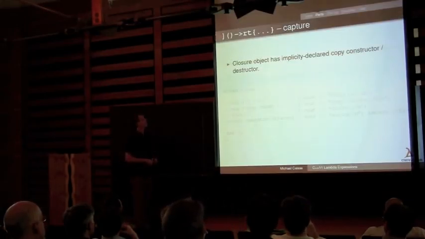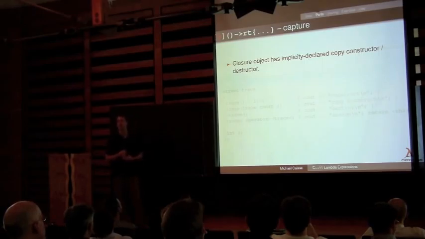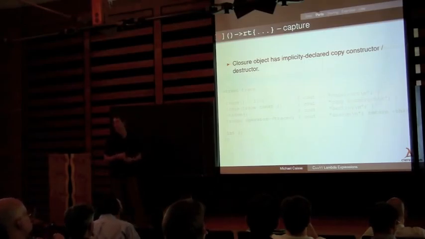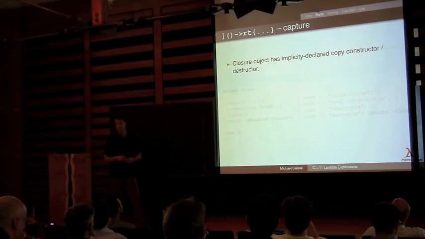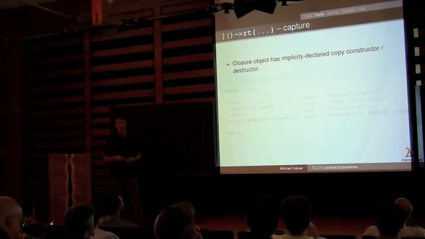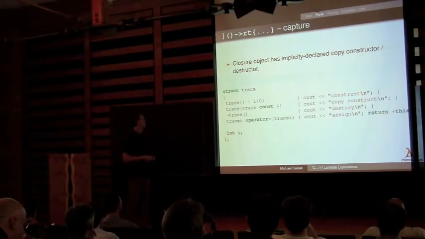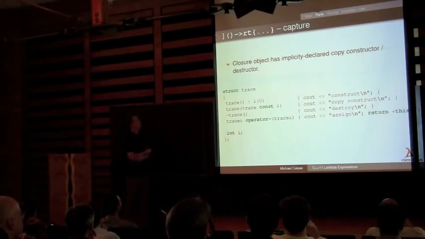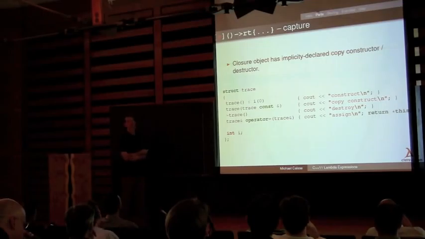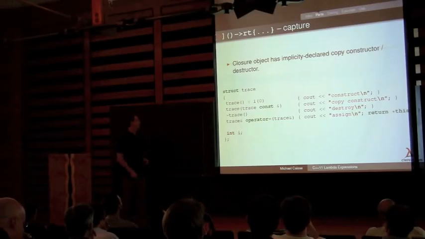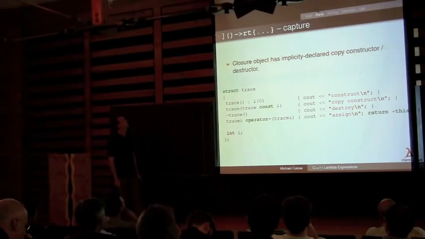Alright, so closure objects have an implicitly declared copy constructor and a destructor. Most of you know just what that means immediately, but it's always fun to demonstrate it. So there's this simple little struct called Trace, which does nothing more than print out whether we're constructing, copy constructing, destroying, or assigning. And we throw an I in there just so that we can use it later.